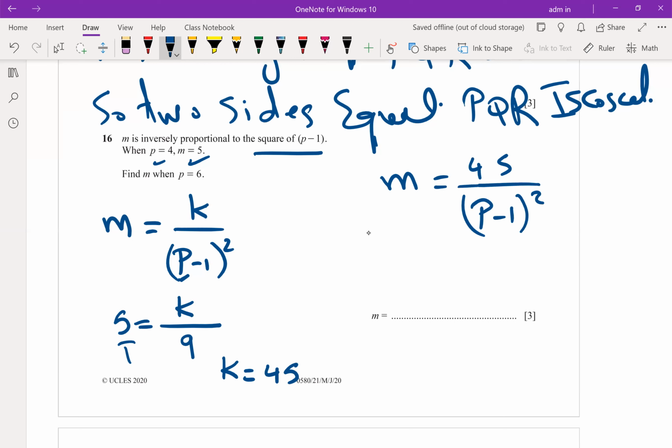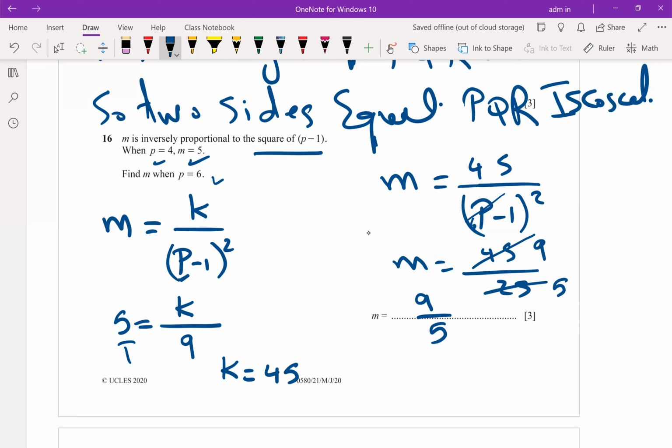If P is given, you can find M. If M is given, you can find P. P is given as 6. So M is 45 over, remove P and write 6. 6 minus 1 is 5. 5 squared is 25. Simplify your answer. 45 divided by 5 is 9, 25 divided by 5 is 5. So the answer will be 9 over 5.